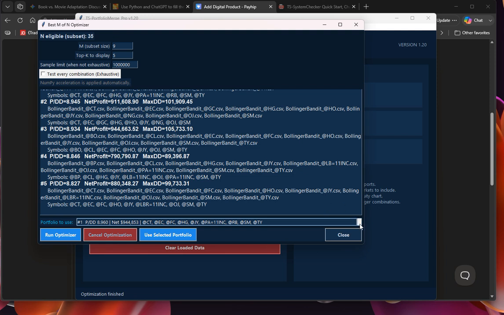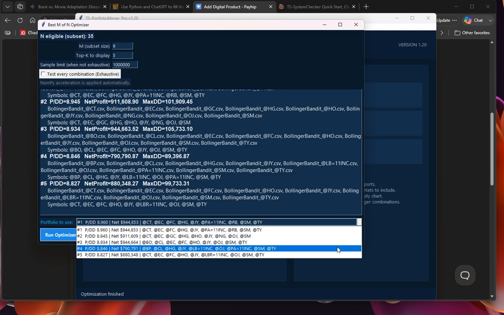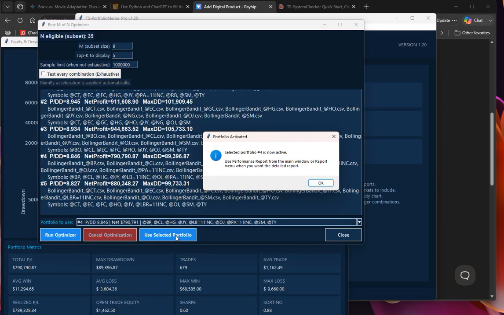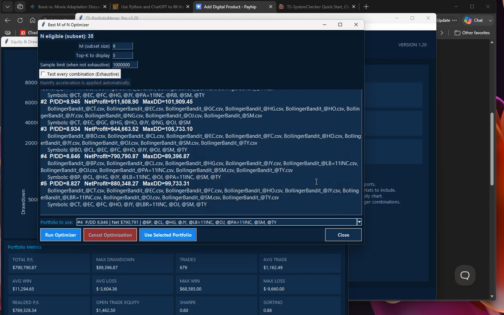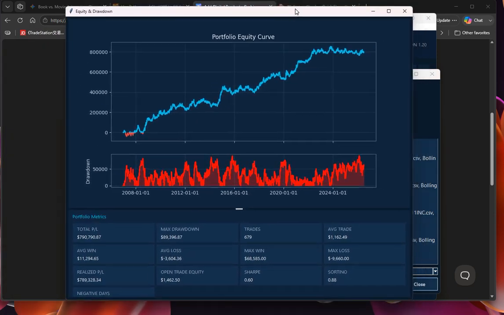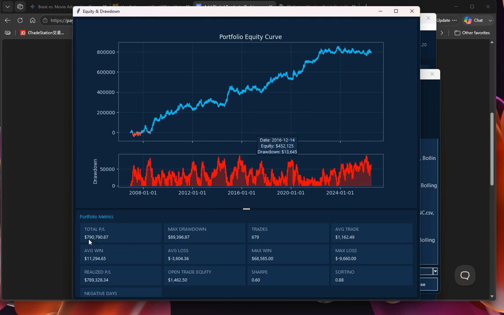And this is the beauty of the new TS Portfolio Merge Pro. I can go directly to that portfolio, which was portfolio 4, and I can use selected portfolio. That's just saying, hey, we've changed the portfolio to number 4. So you take a look at those performance metrics. We're going to go over here real quick to get a quick snapshot of the performance. There's 790,000 with a much more manageable $89,000 drawdown.